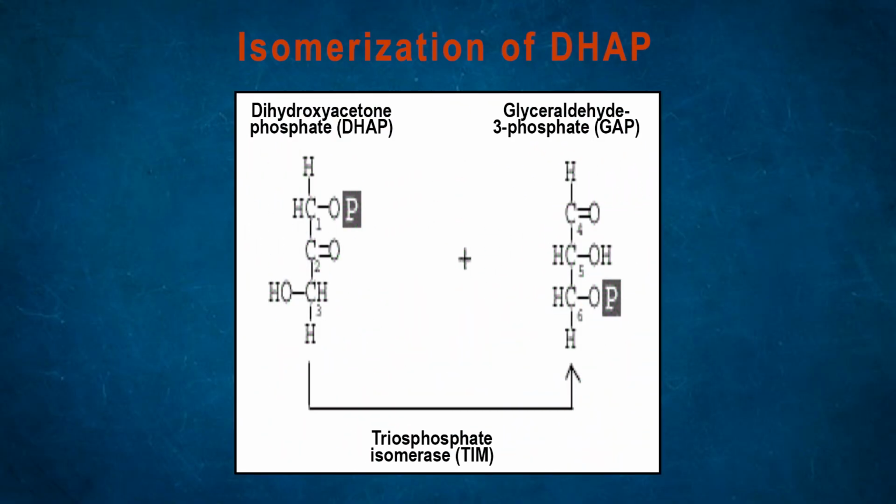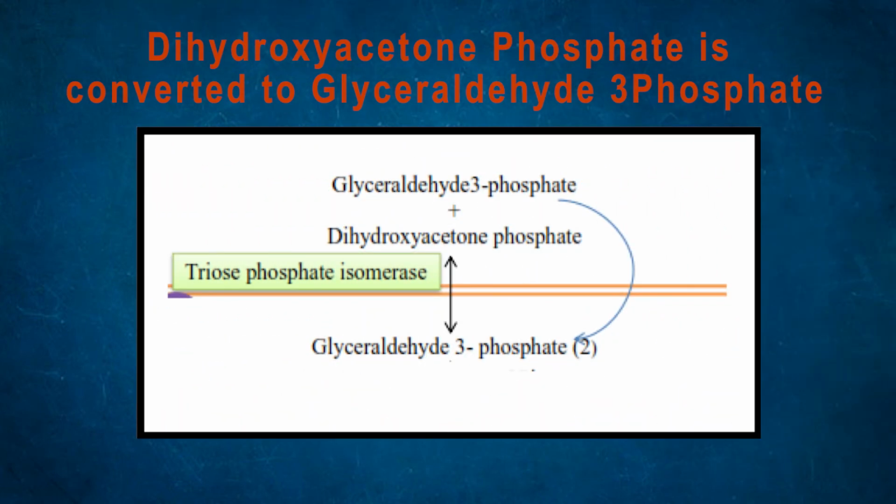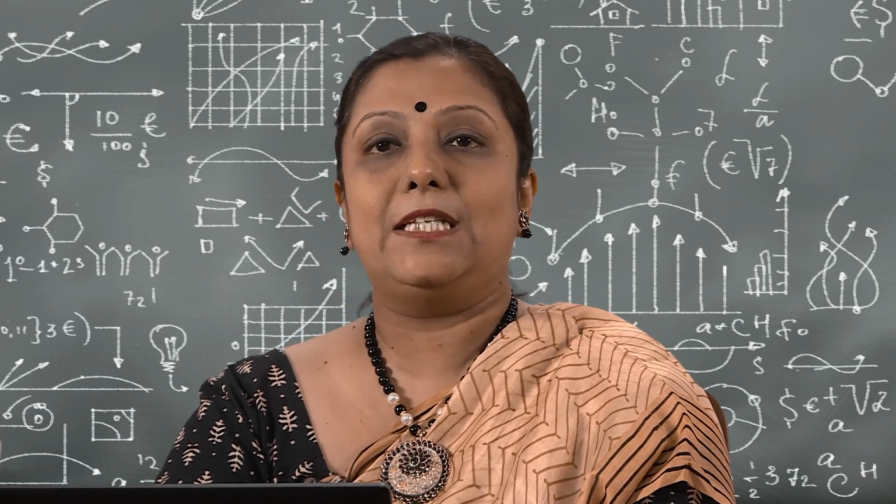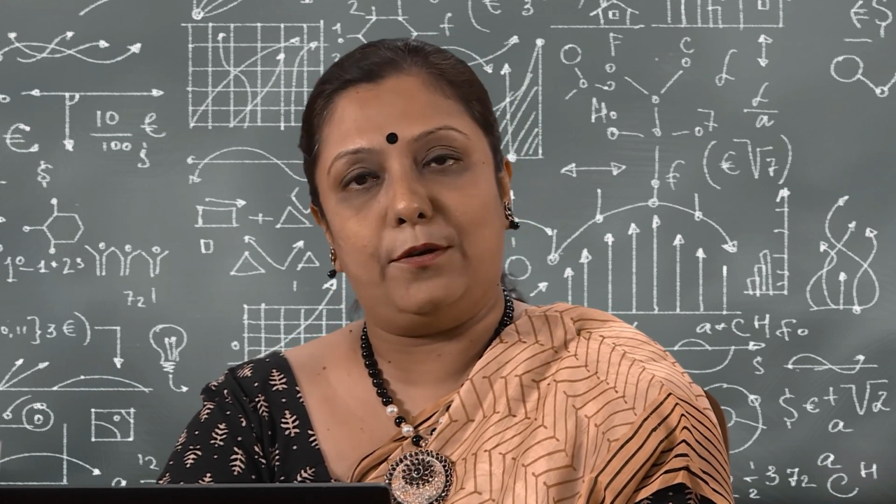Next, step 5 is isomerization of dihydroxyacetone phosphate. Now, this dihydroxyacetone phosphate is converted into glyceraldehyde 3-phosphate. The two molecules exist in equilibrium, but the equilibrium is pulled strongly downward as glyceraldehyde 3-phosphate is used up. Thus, all the dihydroxyacetone phosphate is eventually converted. The enzyme triose phosphate isomerase rapidly interconverts the molecules dihydroxyacetone phosphate and glyceraldehyde 3-phosphate. This glyceraldehyde 3-phosphate is the only molecule that continues in the glycolytic pathway.